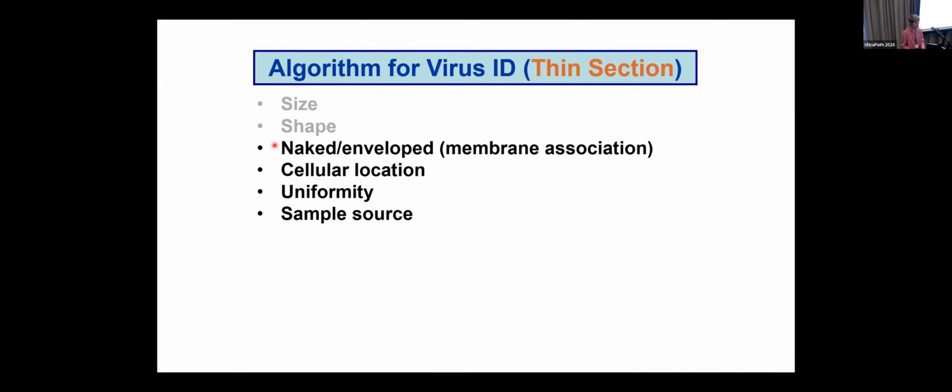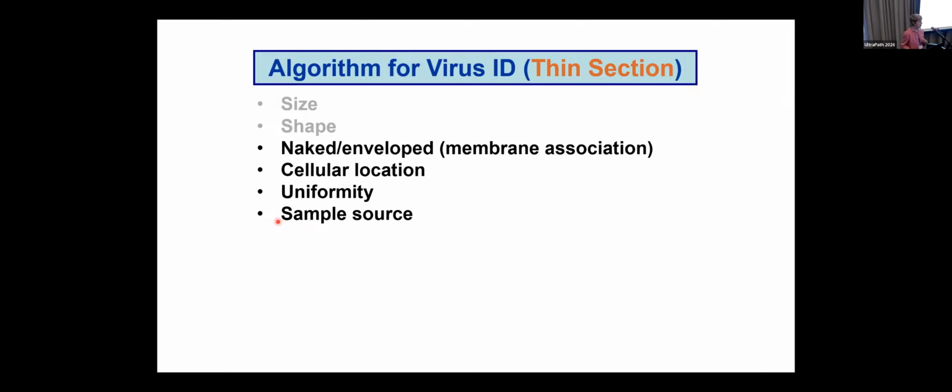We've talked about size and shape. Naked or enveloped, I've mentioned already. If it is enveloped, with which membrane in the cell is it associated? That's a clue as to which kind of virus it is. Where in the cell is it? How uniform is it? And something about the sample source.